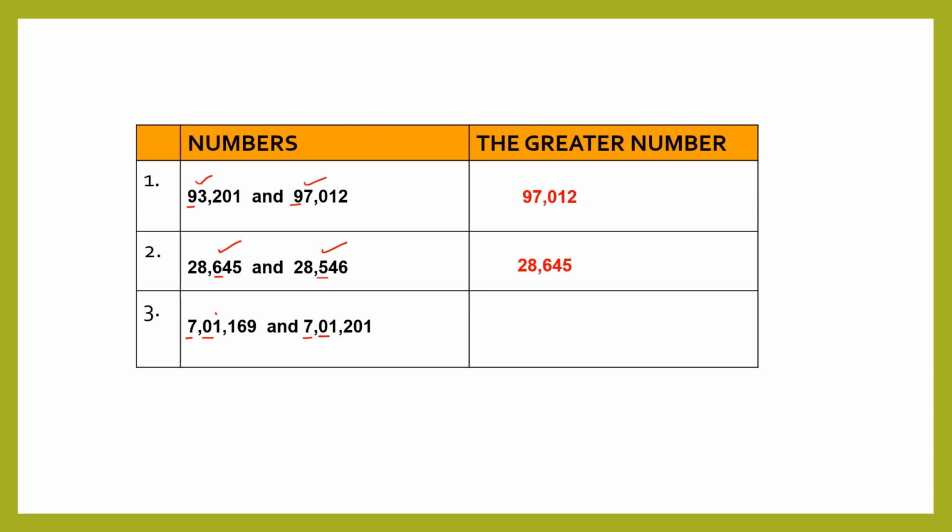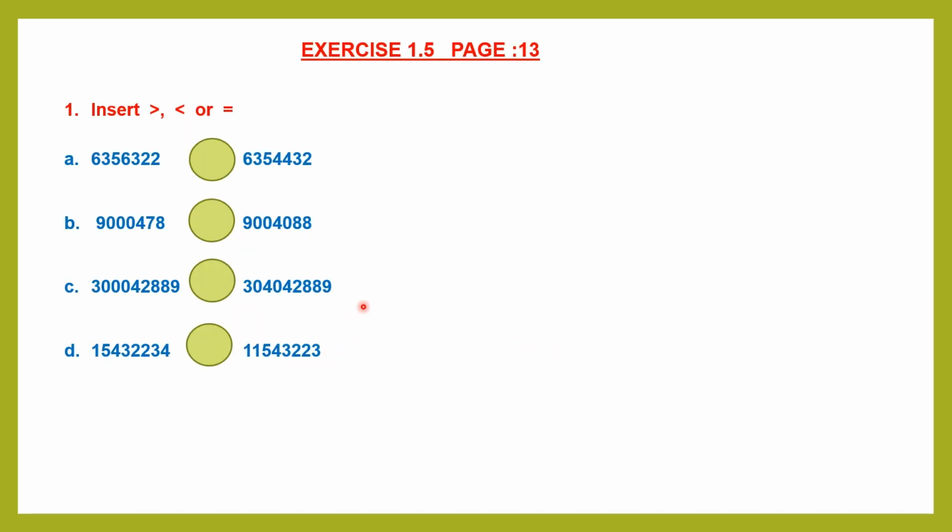The next one here is 1 and here it's 1. Now that is also the same. When that is the same, we have to take the next digit. And the next digit here is 1 and here it is 2. So 2 is greater than 1. That means this is the greater number. So the number that's greater is 7,01,201. Now let's go on to exercise 1.5, page 13.